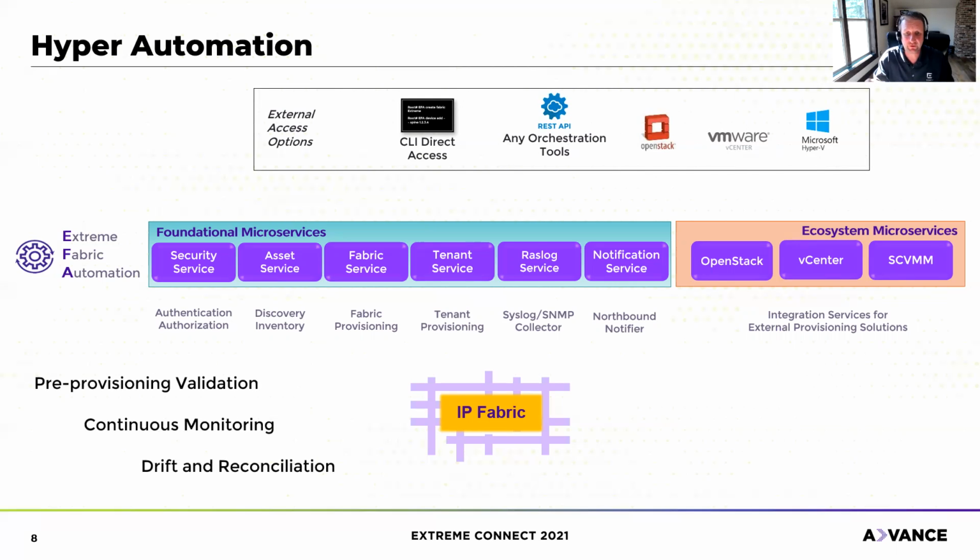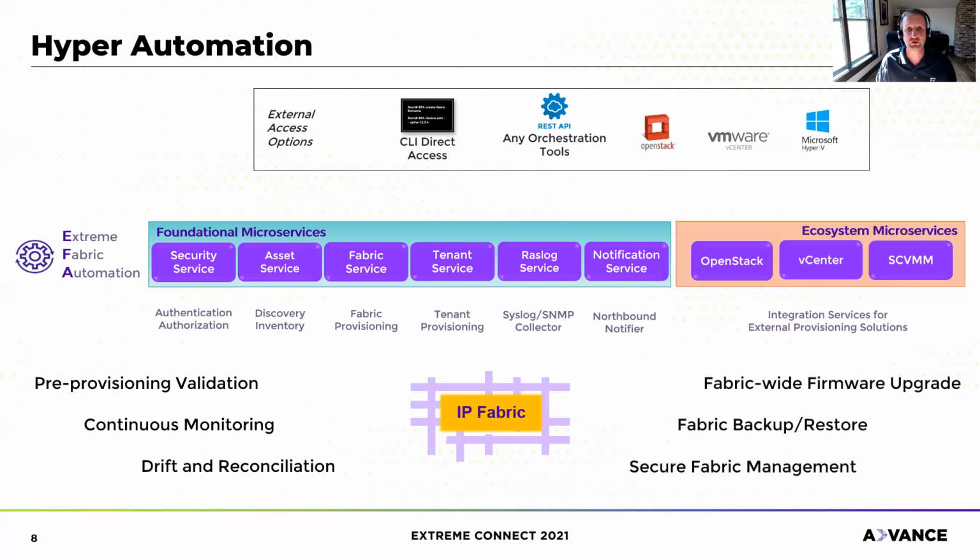So if we look at some of the values here around hyperautomation, we talked about this validation. The other piece of this that I didn't mention yet is the pre-provisioning. Before we ever provision the fabric, we will go out and interrogate the physical connectivity of the fabric to make sure that everything is cabled up correctly. So if I'm expecting it to be cabled as a 3-stage flow and something is cabled incorrectly, we will flag an error and we won't provision it. We talked a little bit about the continuous monitoring, that drift and reconciliation to make sure that things are configured as expected. Some of the other cool things: fabric-wide firmware upgrades, fabric backup and restore.